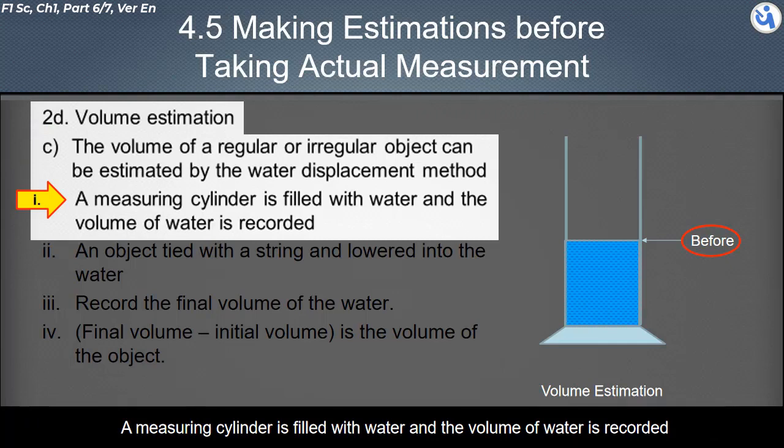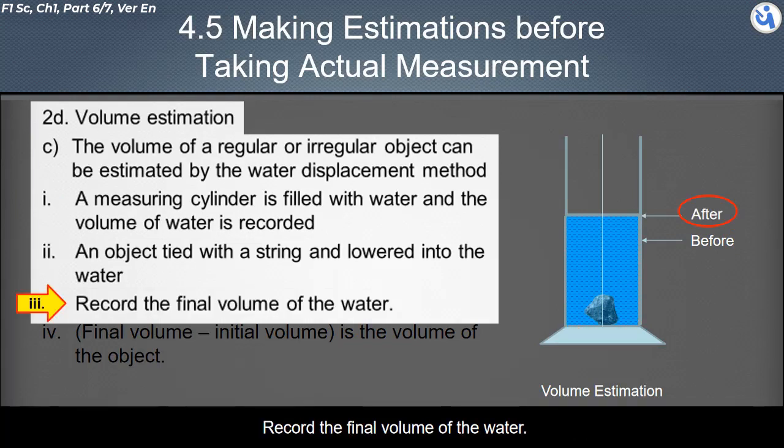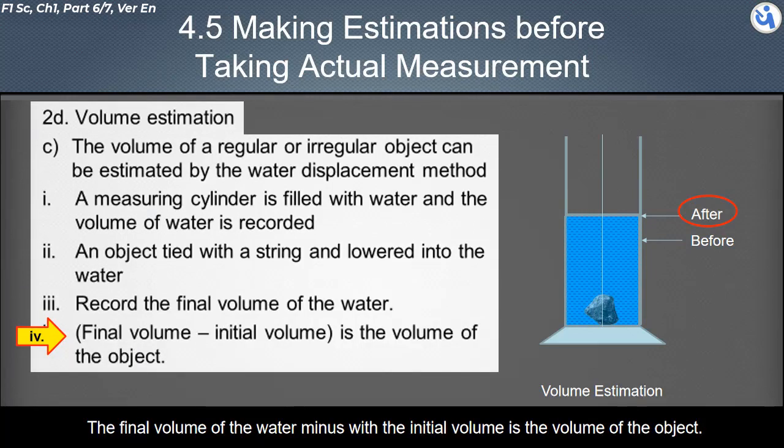A measuring cylinder is filled with water, and the volume of water is recorded. An object tied with a string is lowered into the water. Record the final volume of the water. The final volume of the water, minus the initial volume, is the volume of the object.